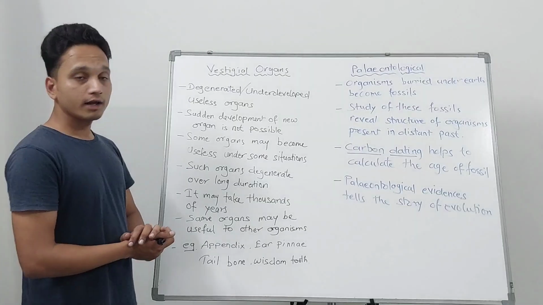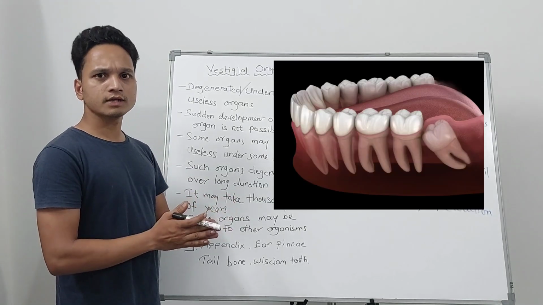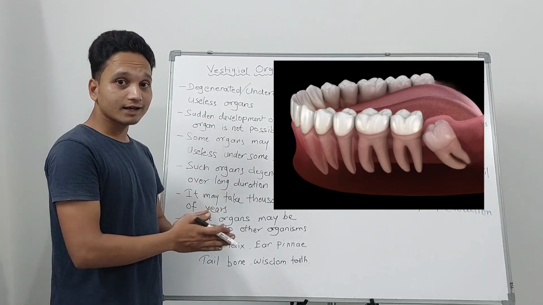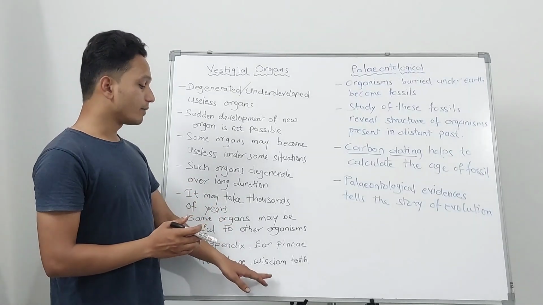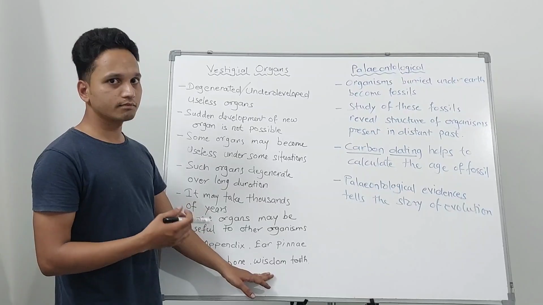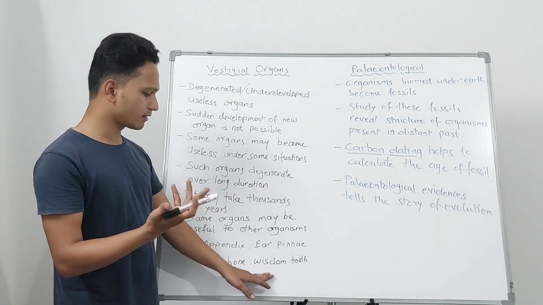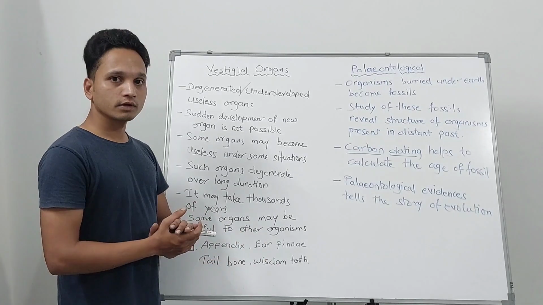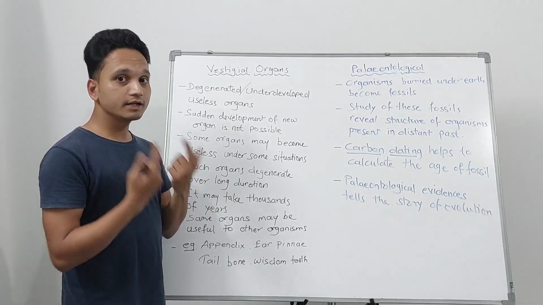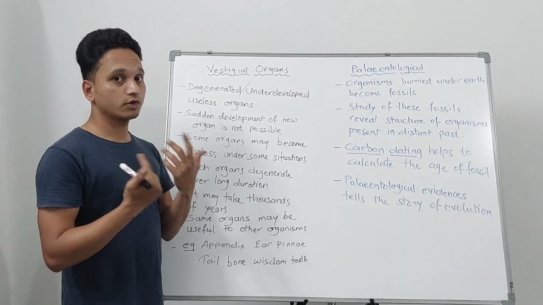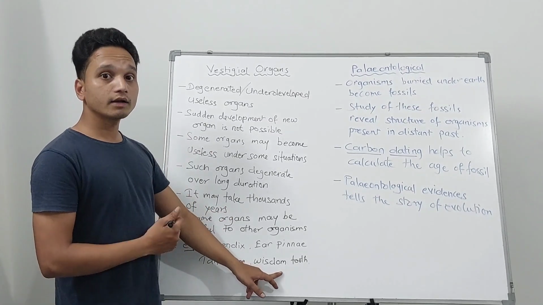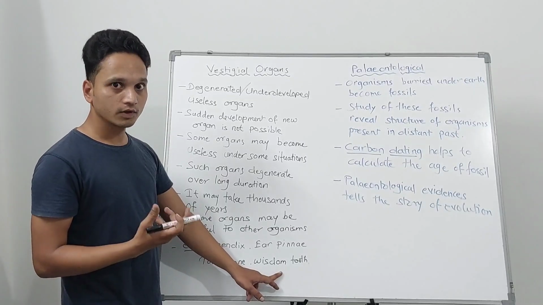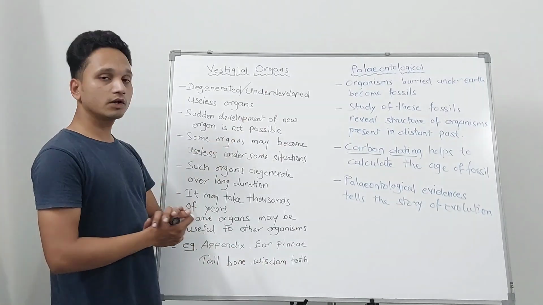Then wisdom tooth. In most humans, the wisdom tooth never gets out of the gums. But whenever it does get out of the gum, it may create certain problems like infections and pain, which may lead to some medical conditions as well. But it is there. Yes, it is there in our jaws, in the upper jaw and lower jaw. But it is useless to us. We do not use wisdom teeth for chewing our food. Okay, so these were vestigial organs.